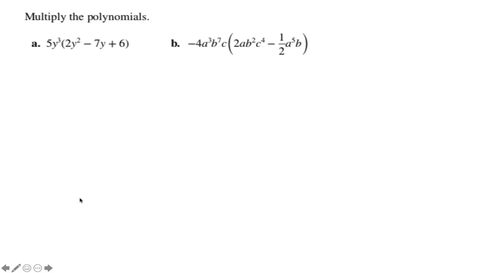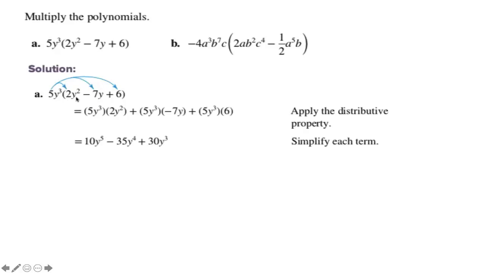Then if we want to multiply polynomials, we have to use the distributive property of multiplication. And so 5y cubed, you multiply into each of these terms. So 5y cubed times 2y squared, that's 10y to the 5th. And then 5y cubed times negative 7y gives you negative 35y to the 4th. Again, we add the exponents. And 5y cubed times 6, we get 30y cubed.